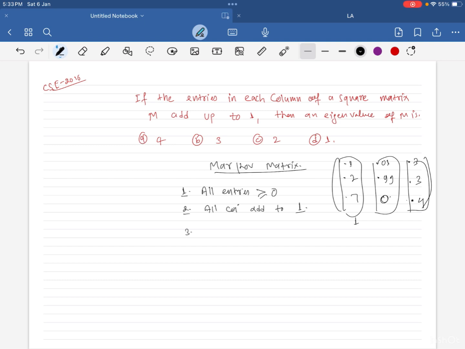Now the next thing is that lambda equals 1 is an eigenvalue of this matrix. And the fourth thing is that all the other eigenvalues have magnitude less than 1. So lambda equals 1 is an eigenvalue, that is the one thing, and all other eigenvalues have magnitude less than 1.